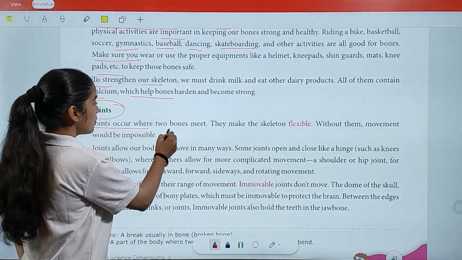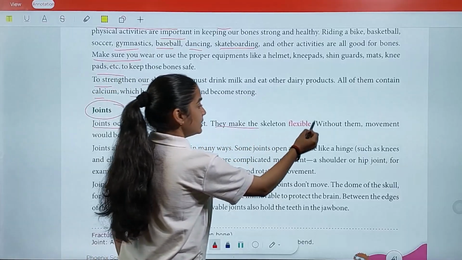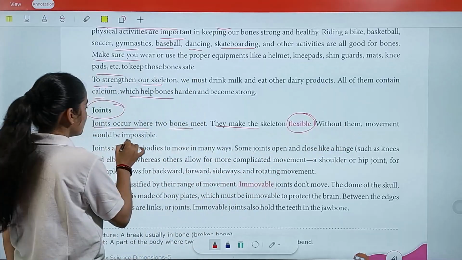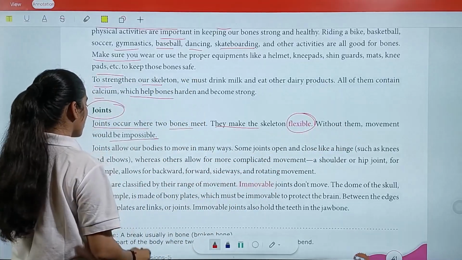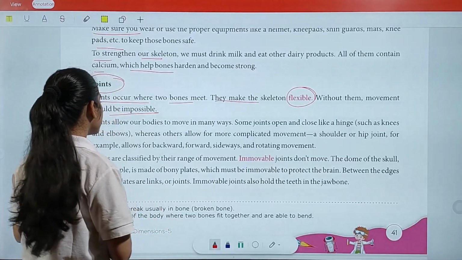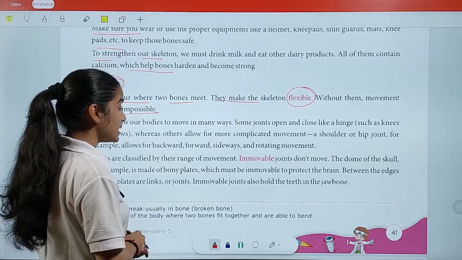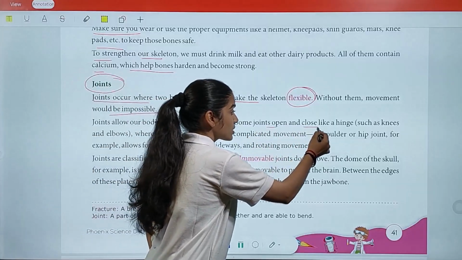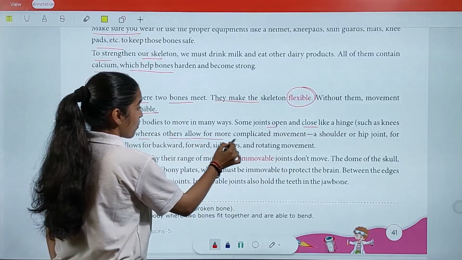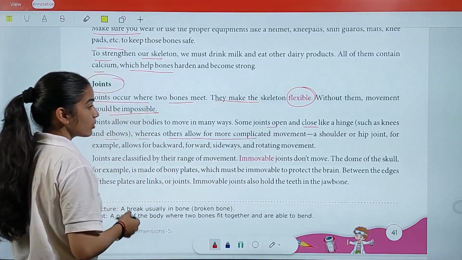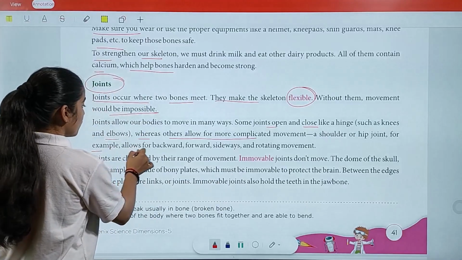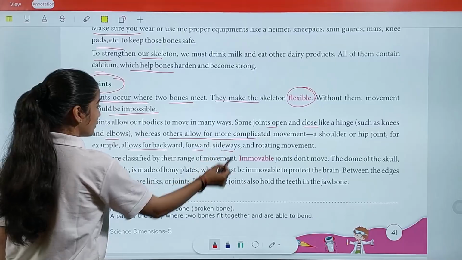Joints occur where two bones meet. They make the skeleton flexible. This is flexibility. Without them, movement would be impossible. So joints allow our bodies to move in many ways. Some joints open and close like a hinge, such as knees and elbows, whereas others allow more complicated movement. A shoulder or hip joint, for example, allows backward or forward, sideways, and rotating movement.